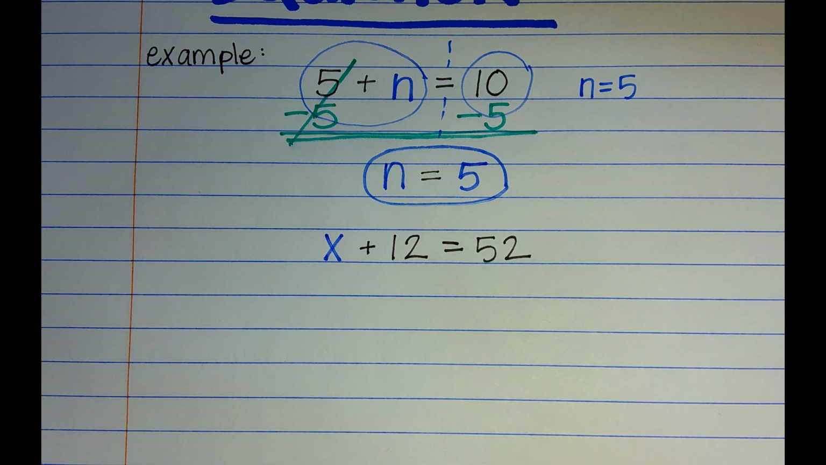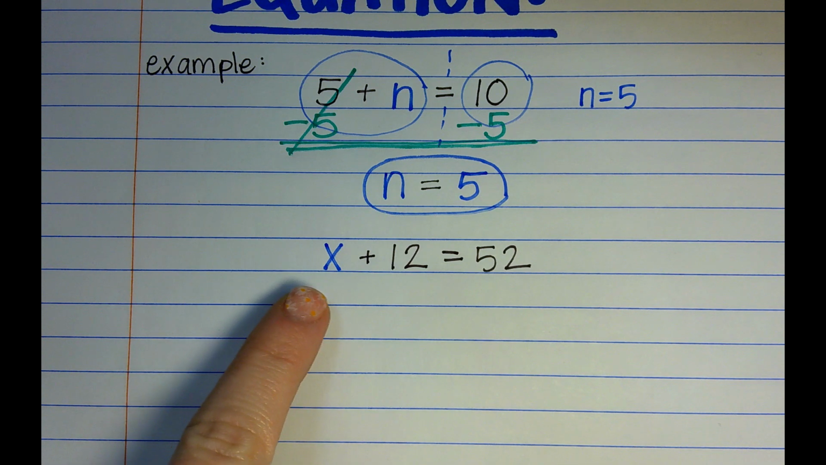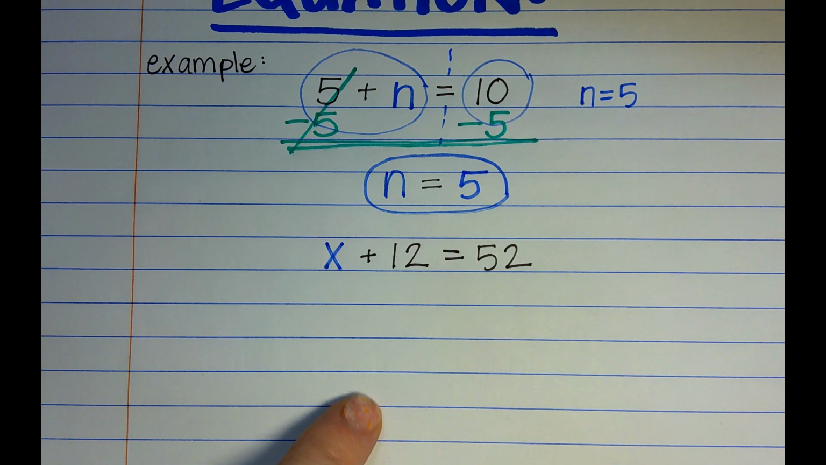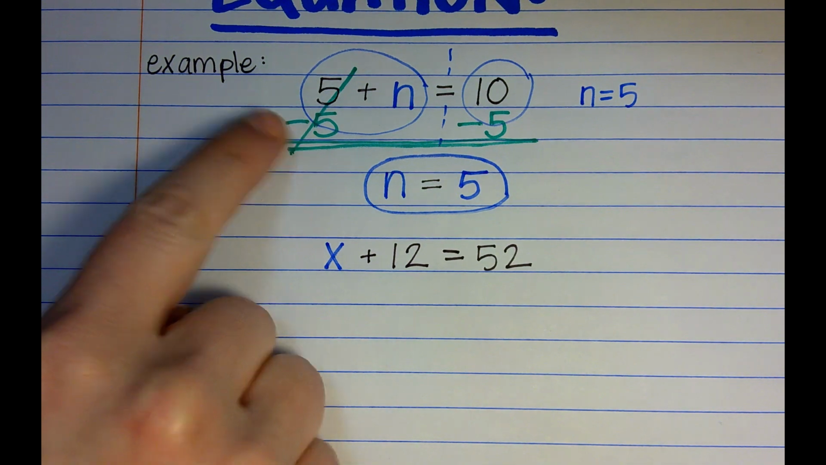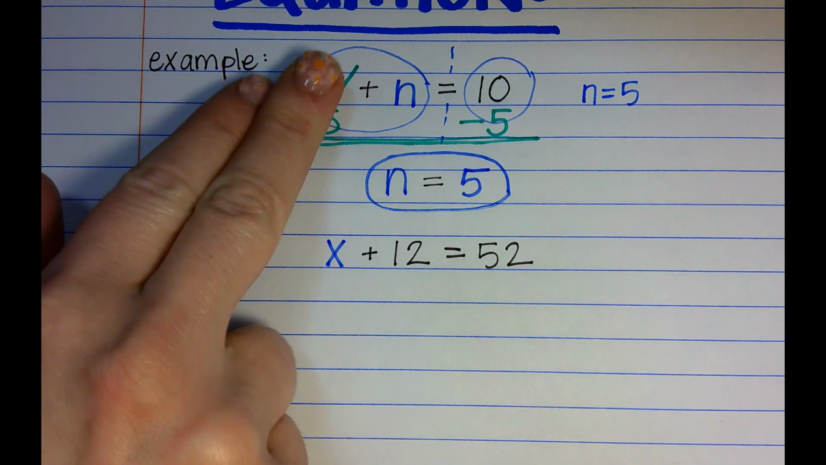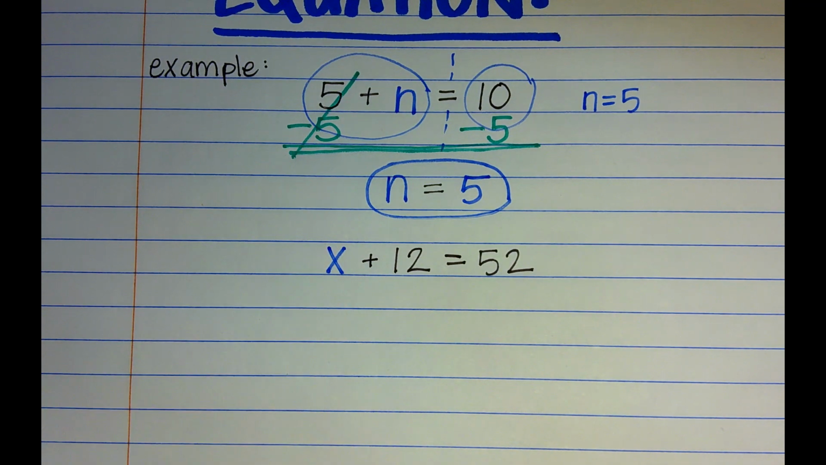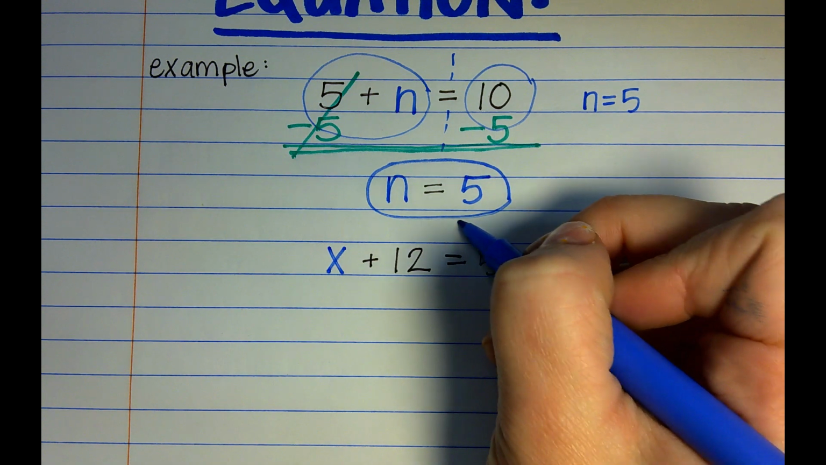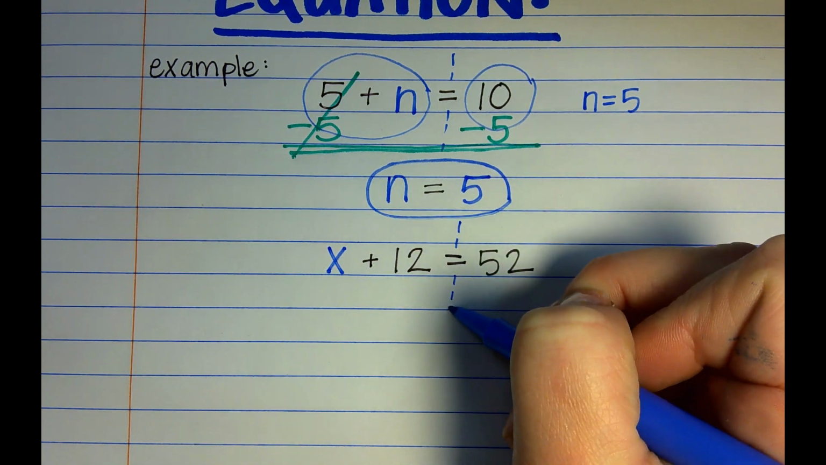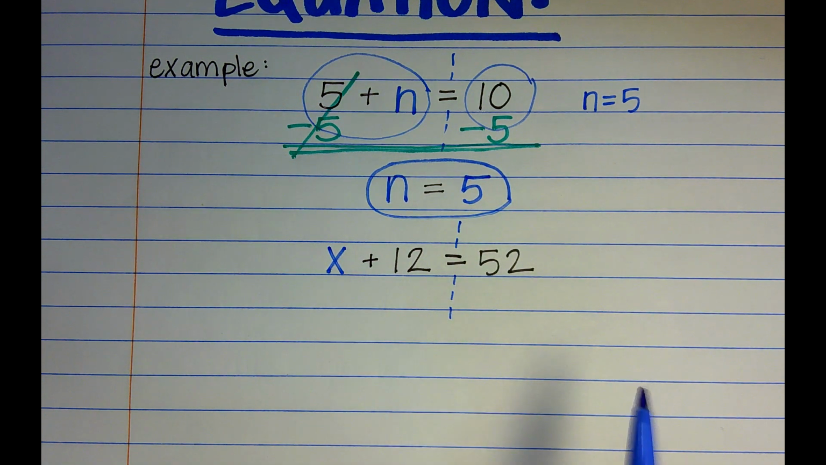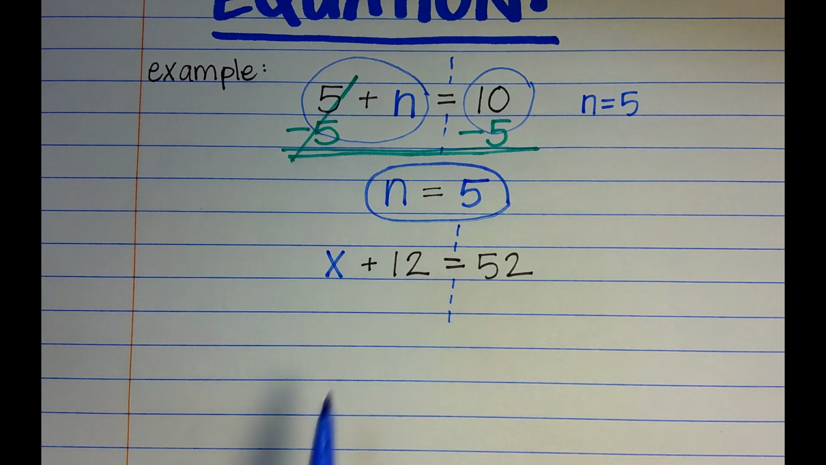You're right. It is 40. What could I do to solve this? Just like above here, I got rid of the 5 so that I could get n by itself. How could I get x by itself? We're going to try to cancel what? The 12. So if I have plus 12, how can I get rid of that?